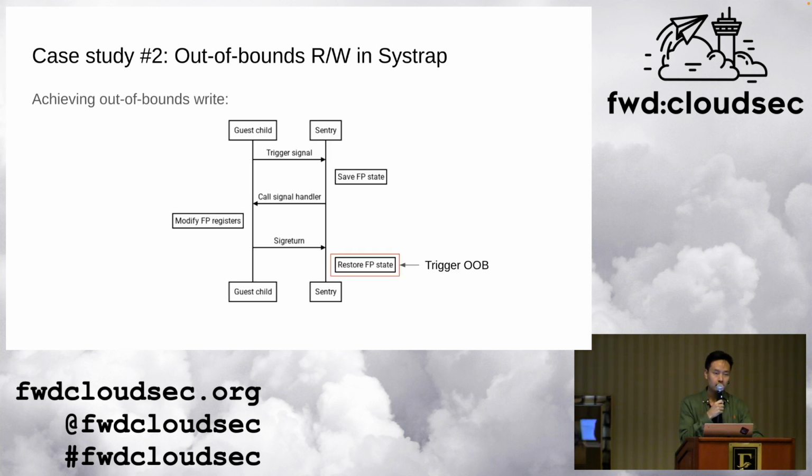In order to achieve an out of bounds write, the guest child can also trigger a signal to the sentry, which will first save the floating point state, and then the sentry will call the signal handler, and the guest child can then modify the registers, and on sigreturn, the new registers will overwrite the floating point data in the restore method. Here again, we use a different offset to write controlled data out of bounds.